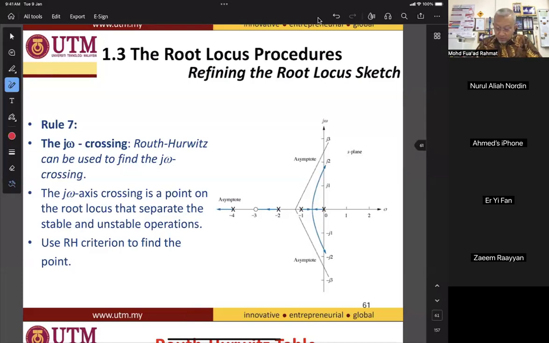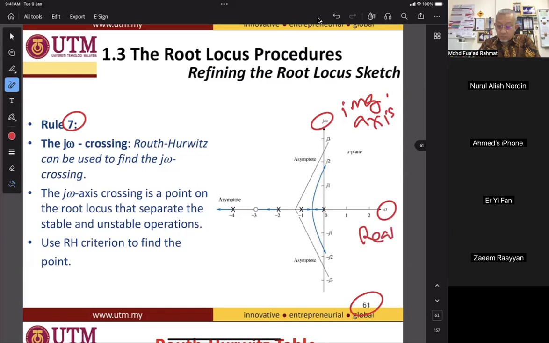We refer to slide number 61. Everybody refer to slide number 61, rule number 7, which is the root locus crossing at the imaginary axis. As shown here, this is your imaginary axis, this is your real axis, and the root locus is on the blue line.